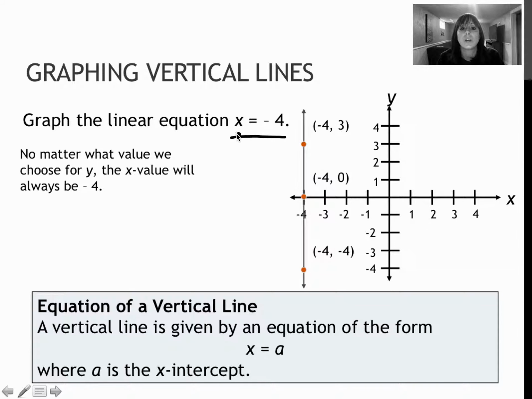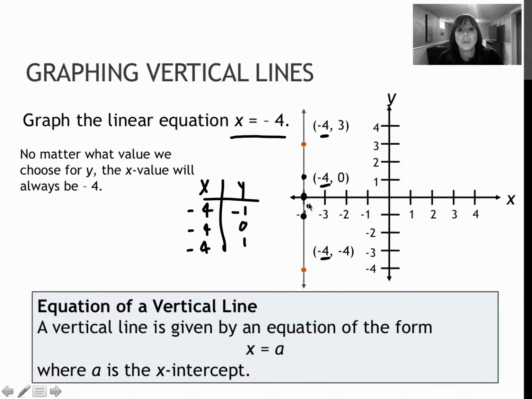And the reason that this works is because if you look at the line that I've drawn here, this line has several points, and in each of those points, the x value is -4. So it was like when we made our xy table. In this case, I would make up y values, -1, 0, 1, etc. X always has to be -4 because that's what my equation says. So it doesn't matter what the y value is, x has to be -4. So I could plot those points, which would be (-4, -1), (-4, 0), (-4, 1), etc., and connect the dots.